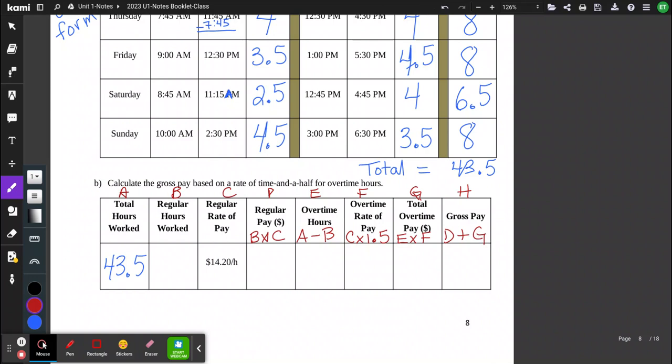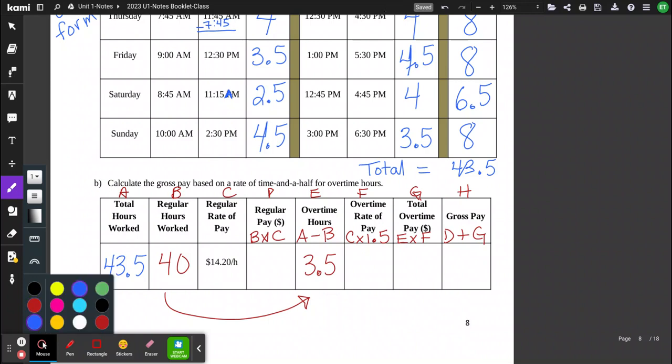All right. So we know we can only work a maximum of 40 hours per week. So we know this guy has to be a 40. Now we're going to subtract them and get our answer here. And that's going to be 3.5 hours overtime that was worked. Now we're going to do the multiplying. So I need to multiply these two to get that answer. And I need to get this guy, I need to go 14.20 times 1.5. That's going to be my overtime wage. So my OT wage.